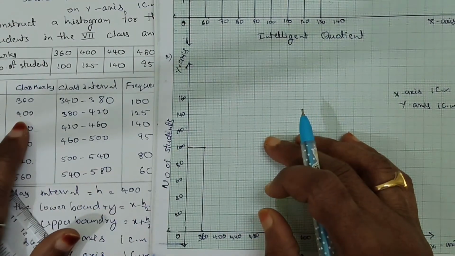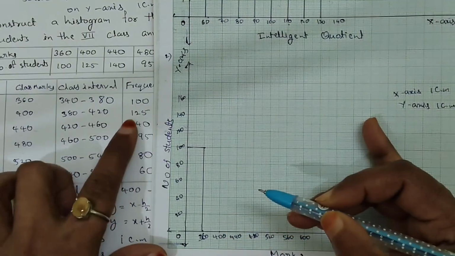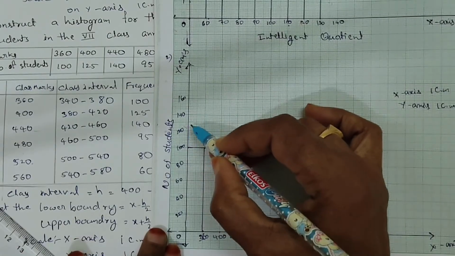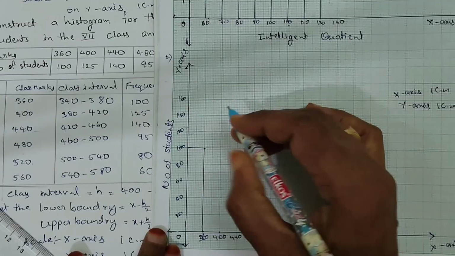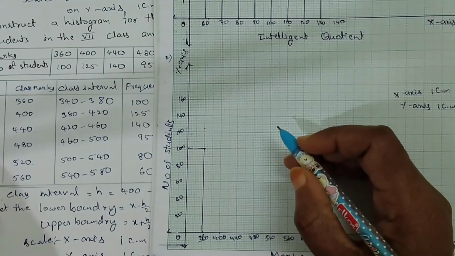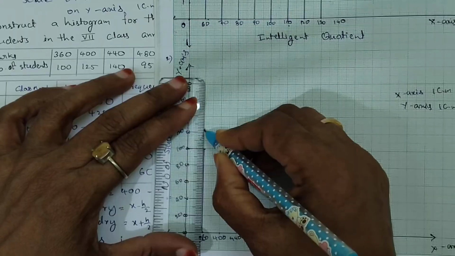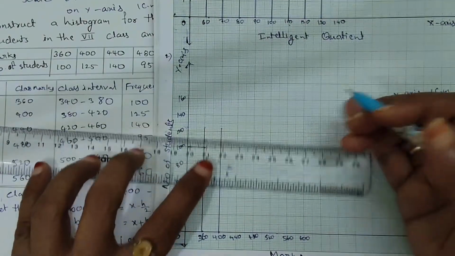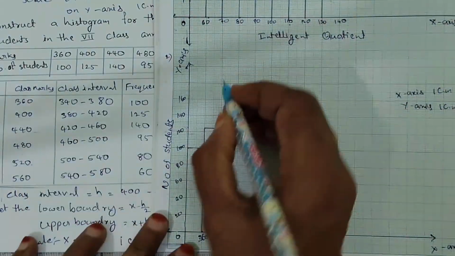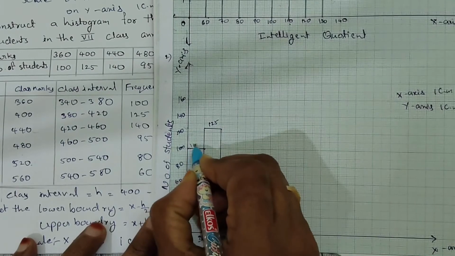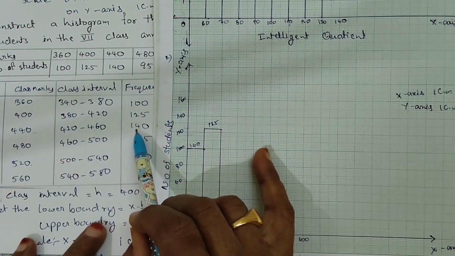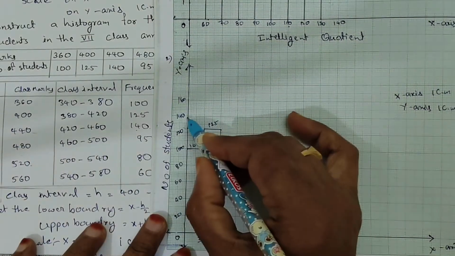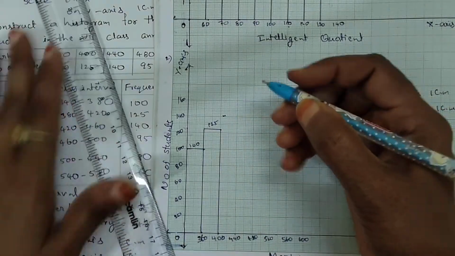Now the second one is 400, with frequency 125. On the y-axis, between 120 and 140, 125 is the third line. Next, the third one is 440 with frequency 140. Here 440 on the x-axis, and on the y-axis 140. So now we draw the lines.